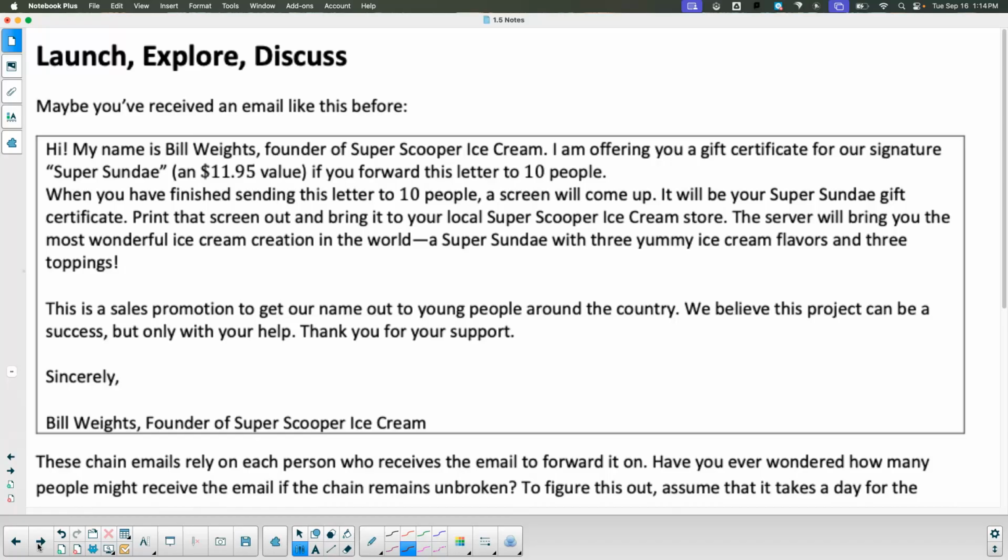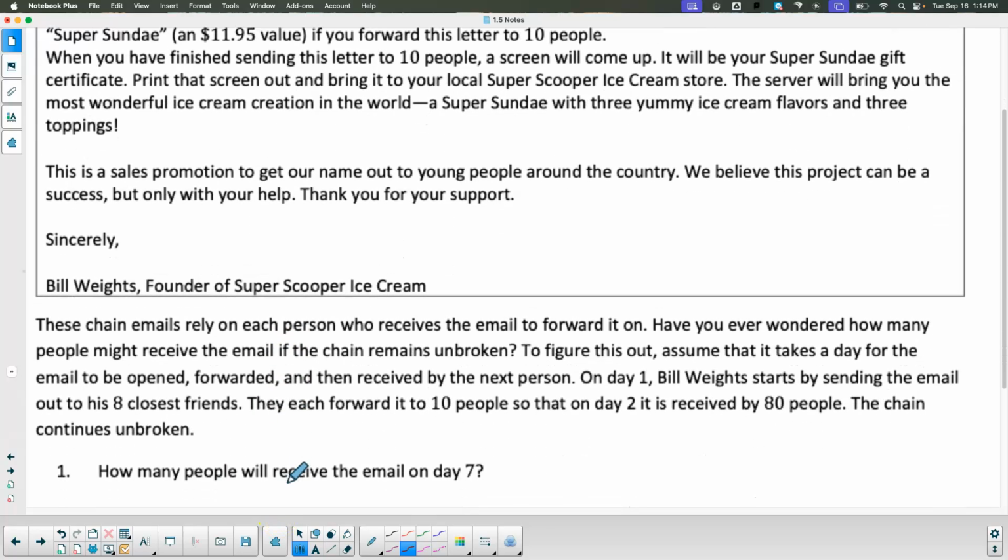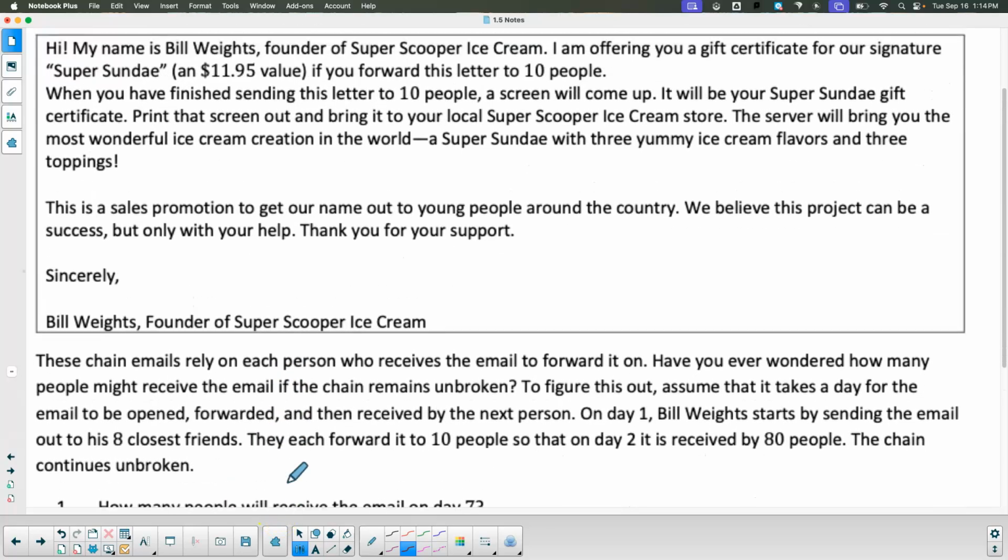These chain emails rely on each person who receives the email to forward it on. Have you ever wondered how many people might receive the email if the chain remains unbroken? To figure this out, assume that it takes 1 day for the email to be opened, read, forwarded, and received by the next person. Okay?